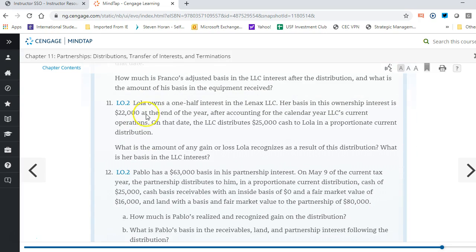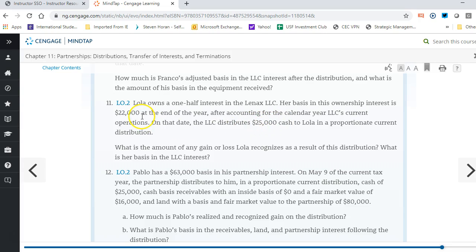Okay, for question 11, Lola owns 1/2 interest in the Lennox LLC. Her basis in the ownership interest is 22,000 at the end of the year. After accounting for the calendar year's current operations on that date, they distribute 25,000 cash to Lola in a proportionate current distribution. What amount of gain or loss should she recognize in the distribution, and what's the basis in her interest?